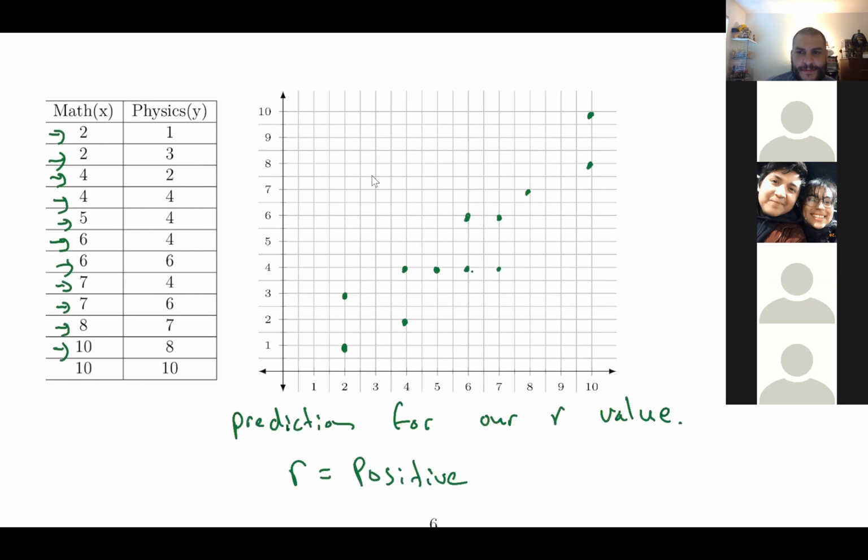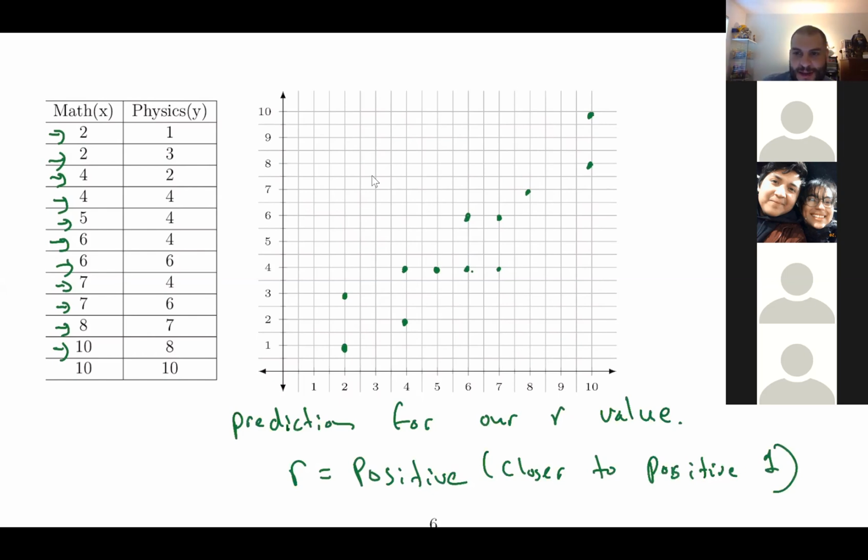Closer to +1. So we'll say closer to positive. We'll say closer to +1 because it looked like a linear line. If it looked all over the place, where the points were just scattered everywhere, then you probably would have said it's closer to 0. So this is our prediction: we should get a positive value, and it should be closer to +1.